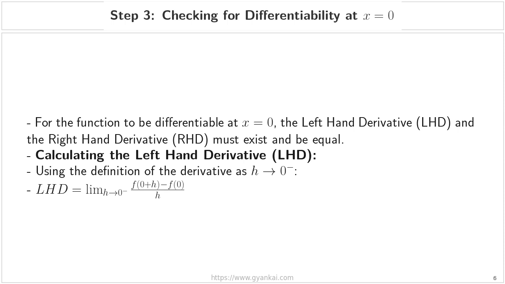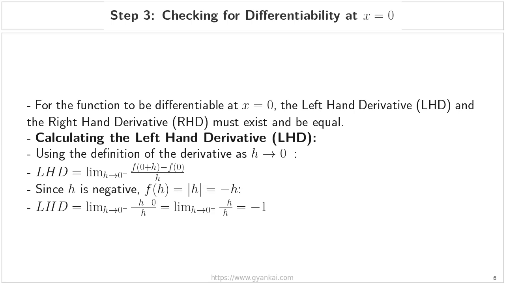divided by h. Now, this is a critical point. Since h is approaching 0 from the left, h is a negative value. Because of the definition of absolute value, the function of h, or the absolute value of h, is equal to negative h. Substituting this into our limit, we get negative h minus 0, all divided by h. This simplifies to negative h over h, which results in a left-hand derivative of negative 1.